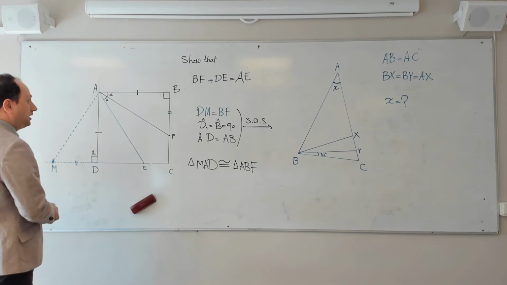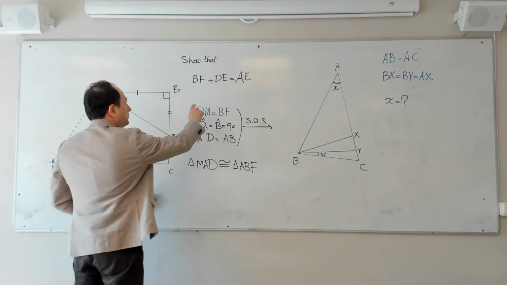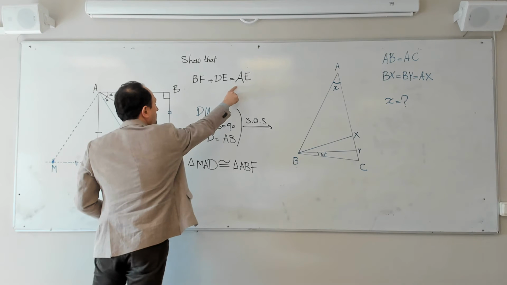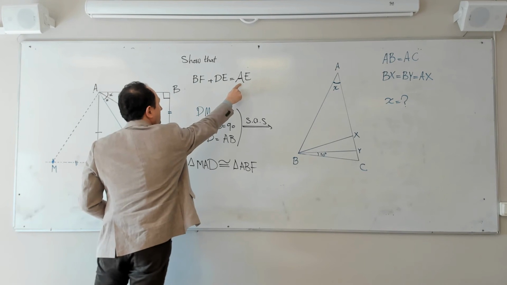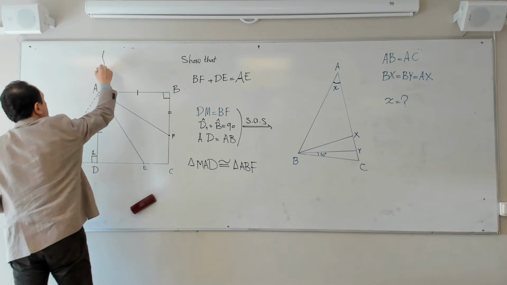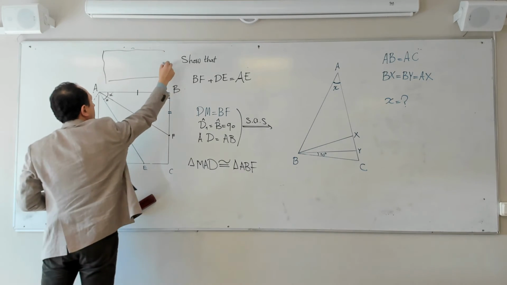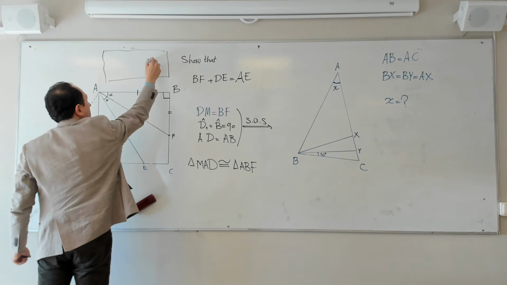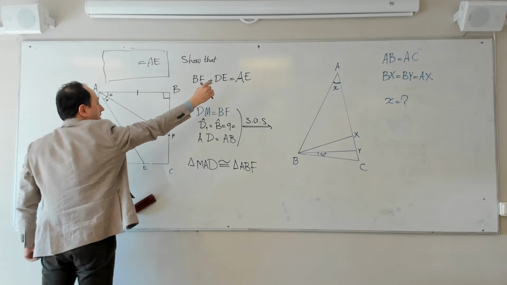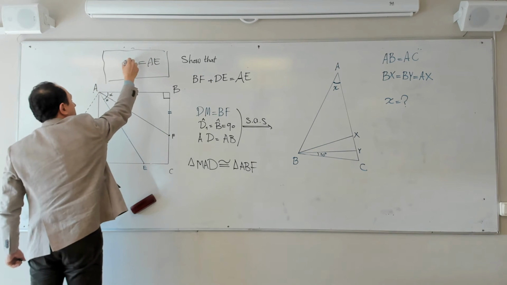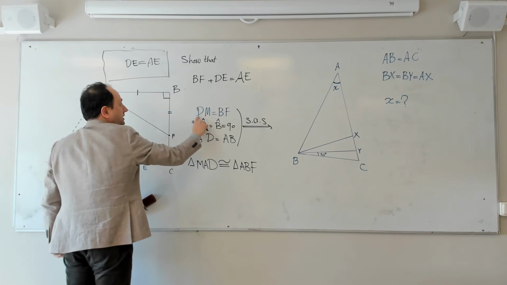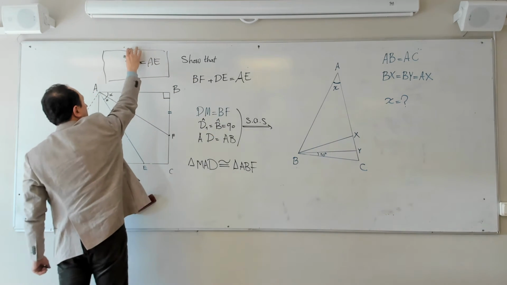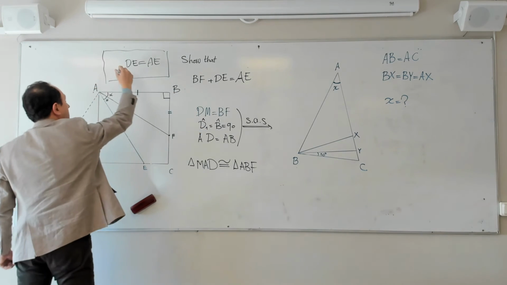Okay, but how can I understand that this can be helpful? Look at here what you want to prove. You want to prove that BF plus DE is equal to AE. You can go to a scratch paper. AE is AE, and DE is also DE, but instead of BF, I can put DM. This is a scratch work. Okay, so this becomes DM.